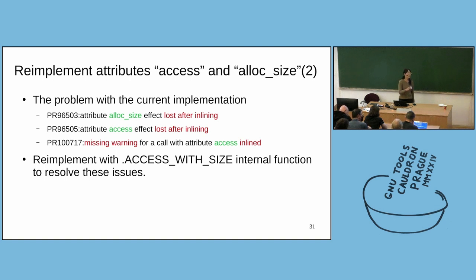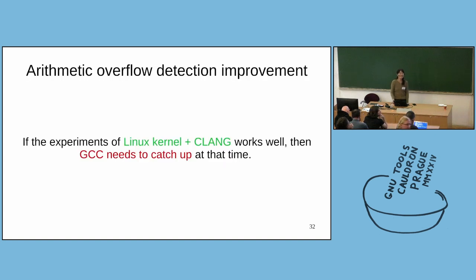Yeah, I believe in the real implementation, to use the access with size, re-implement access and local size, there will be some more detail we will figure out at that moment. But right now, we think the access with size should cover the major issue. But there will be some minor issues. In the current internal function, you can put the source code location on the function call. That's easy.